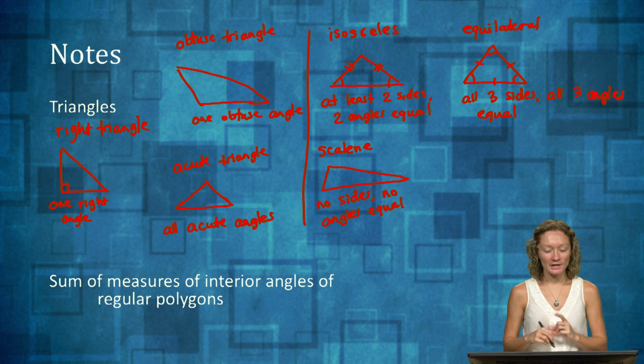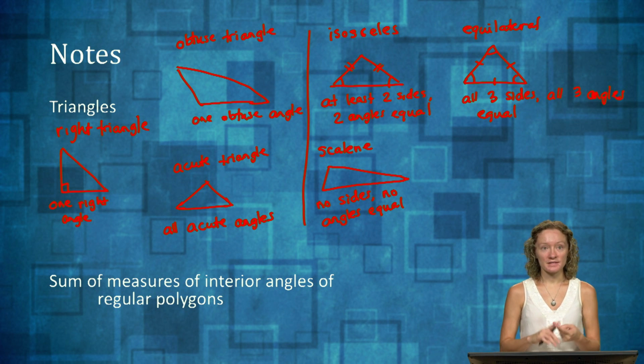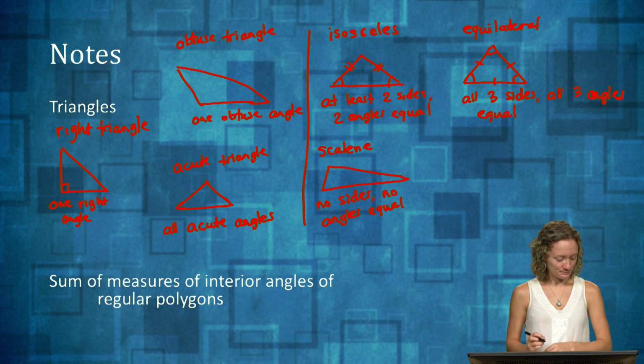So every triangle can be classified in one way and the other way. Any triangle, you could look at it and say it's obtuse, right, or acute. And you could also say if it's isosceles, equilateral, or scalene. Just different ways you could identify them based on solely angles or sides and angles.